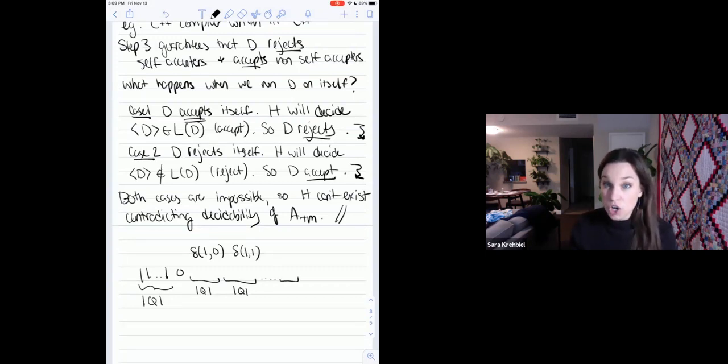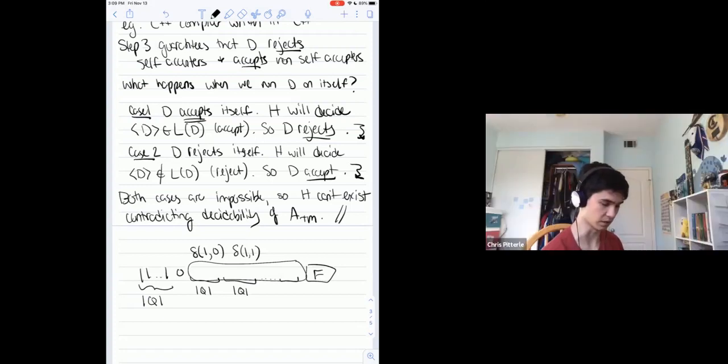And basically encode delta as just a bunch of 0s and 1s. And then you can also encode the set of final states as 0s and 1s. Yeah, I totally don't remember this, but I believe you.